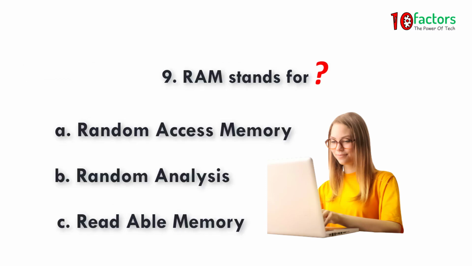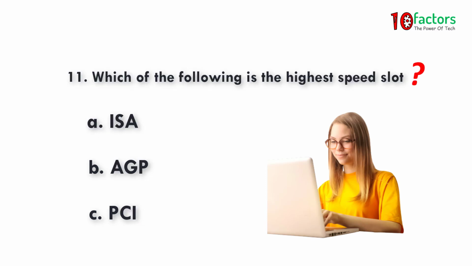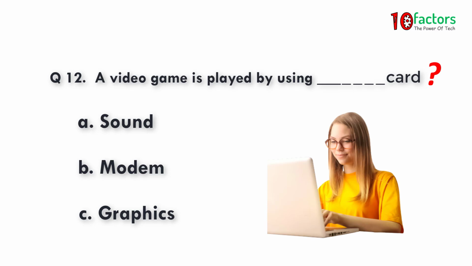Question 9. RAM stands for: A. Random access memory. B. Random analysis. C. Readable memory. Right answer, A. Random access memory. Question 10. ROM stores data: A. Permanently. B. Temporarily. C. Partially. Right answer, A. Permanently. Question 11. Which of the following is the highest speed slot? A. ISA. B. AGP. C. PCI. Answer, B. AGP.